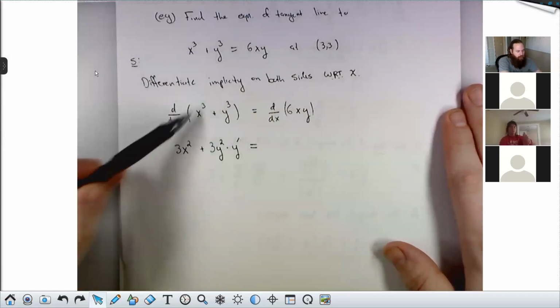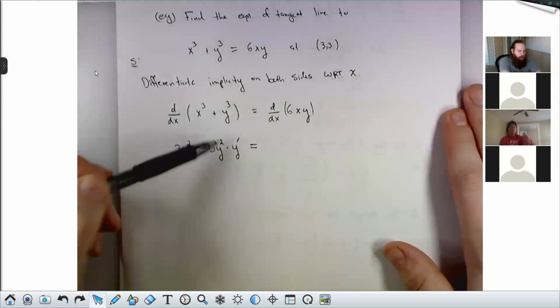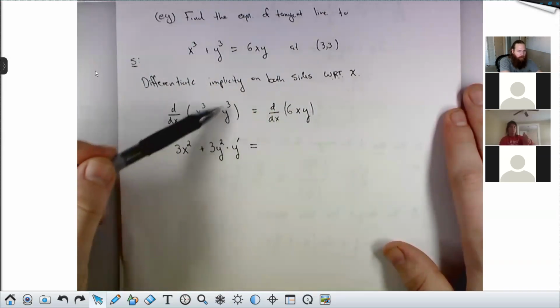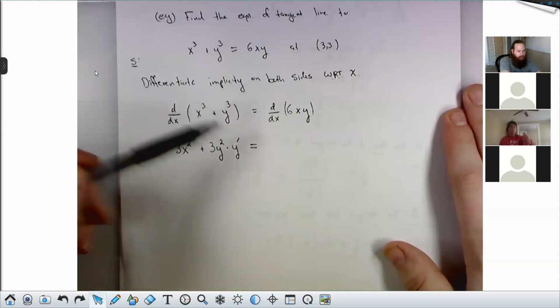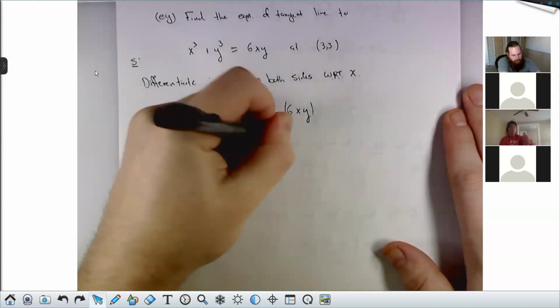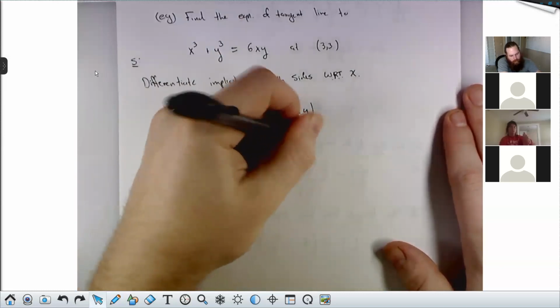So x cubed differentiates to 3x squared. Y cubed differentiates to 3y squared times y prime. In other words, you differentiate this the same way you would if it was x cubed, but then you need to multiply by y prime. On the right-hand side, the 6 will pop out. And I need to differentiate x times y.